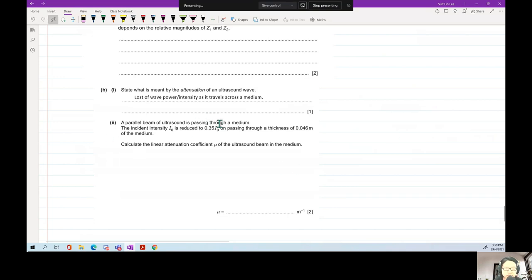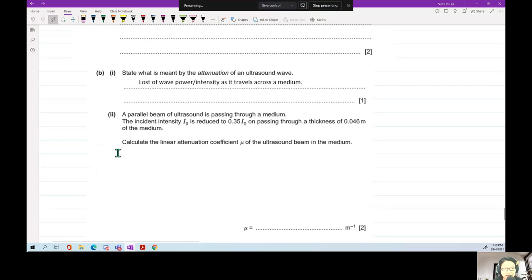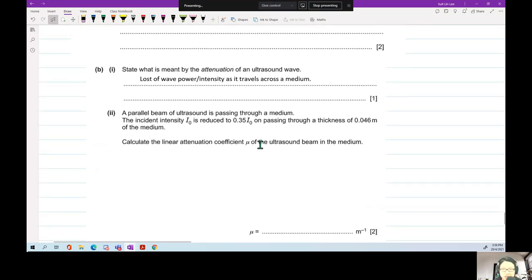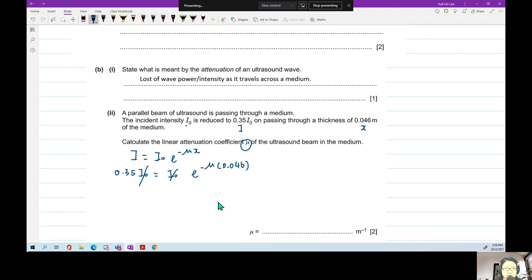A parallel beam of ultrasound is passing through a medium. Incident I0 is reduced to 0.35 I0 passing through a thickness of 0.046 fine mu. So this is I0, this is I. I is equal to I0 e to the negative mu x. So 0.35 I0 is equal to I0 e to the negative mu times 0.046, because we want 0.35 left, I0 can go away. So I bring the e over, this will be ln 0.35 equal to negative mu times 0.046. You can find mu.